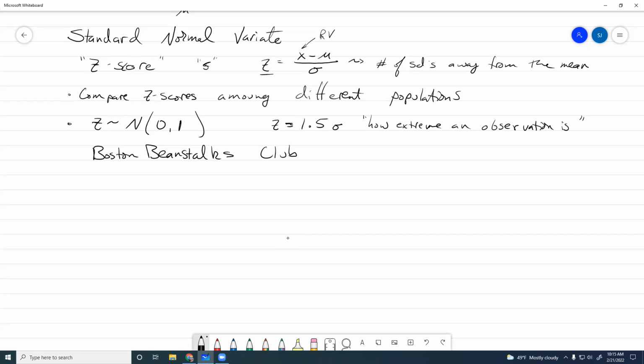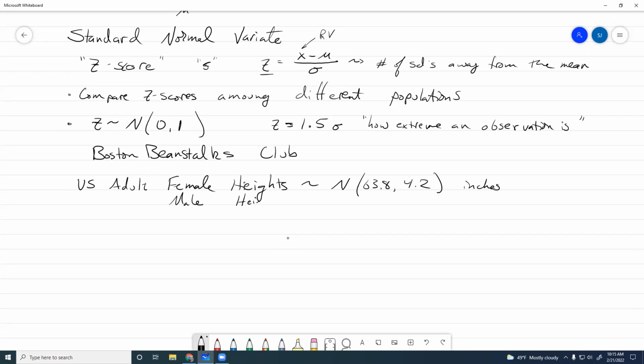But let's look at the actual distribution of heights. I think these data are for national statistics. So we'll just say US adult female heights follow a normal distribution with a mean of 63.8 inches and a standard deviation of 4.2. And then male heights, again normally distributed, with a mean of 69.4 and a standard deviation of 4.7.